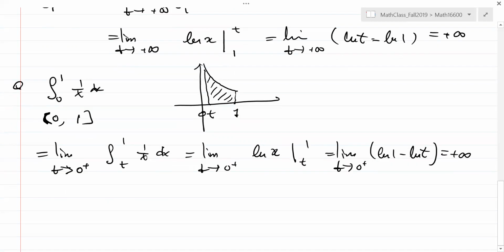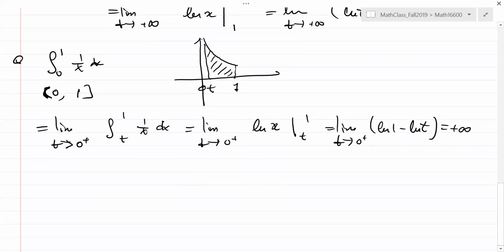Now, is it possible that the region is unbounded but still has a finite area? I think it's possible. If the end of this region closes very fast, then you get a finite area, even though the region is getting longer and longer. So how do you make this gap close up quickly? We just increase the power of x.